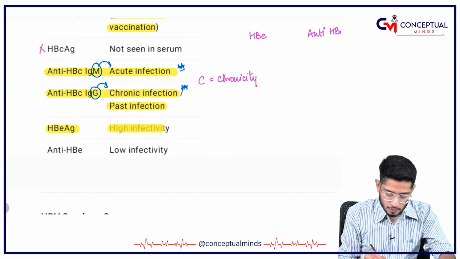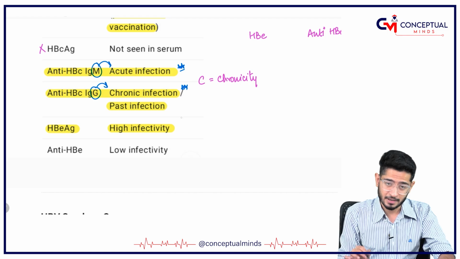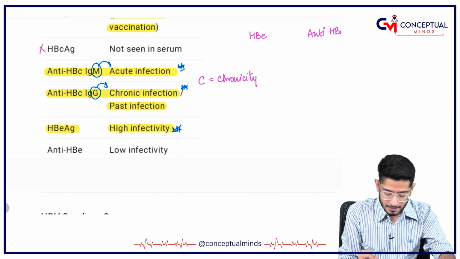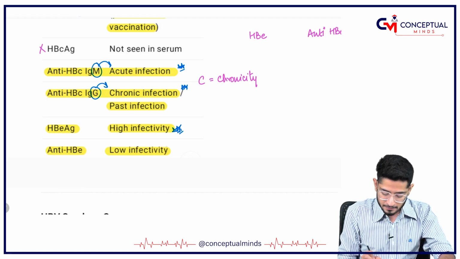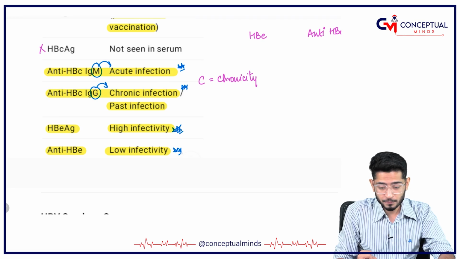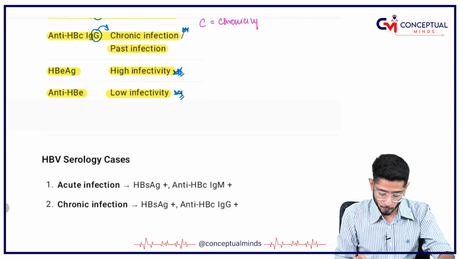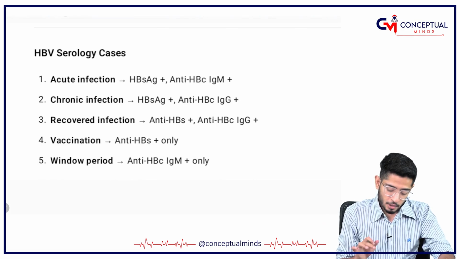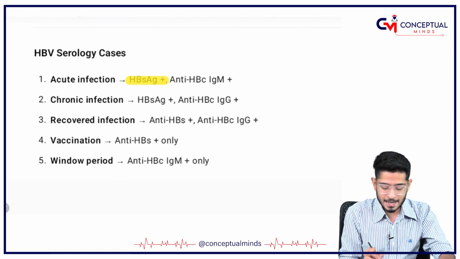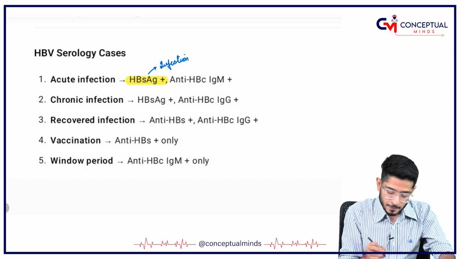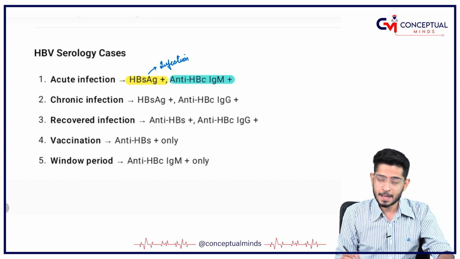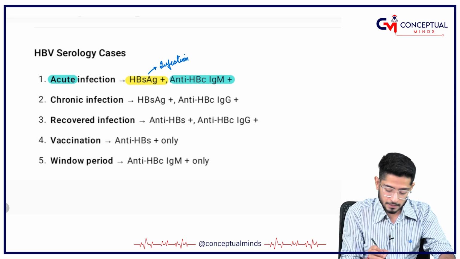HBe antigen tells you that the virus is highly infective. And anti-HBe, if developed, that means infectivity is comparatively low. So let us decode these things. For example, you are having HBs antigen positive. This is suggestive of infection. And for example, you are having another thing, that is anti-HBc IgM positive. That means it is an acute infection. So I hope the things are clear.